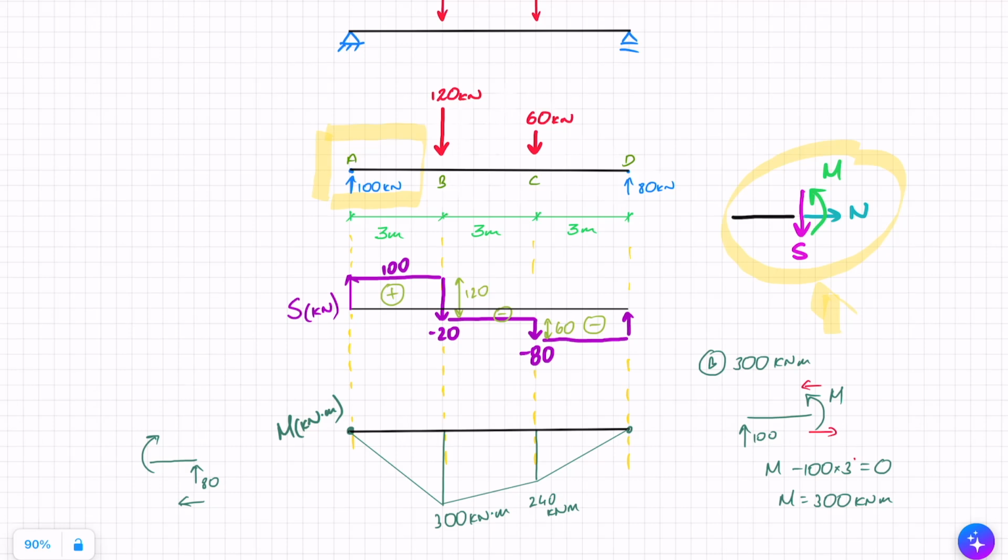Now, a few interesting things to note. We have already discussed the shape, right? This is all going to be linear lines. The other thing to note is here, where my shear crosses 0, I can expect to get max or min moment, and that indeed happens. Another thing to note is that where there is a jump in my shear, there is a change of slope for my moment, and we can see that here and here. So a few interesting things to note, but apart from that, that was pretty quick and easy, wasn't it?